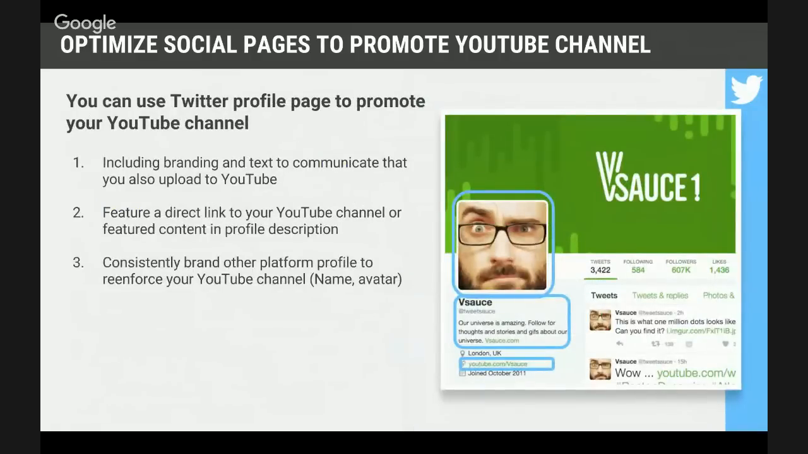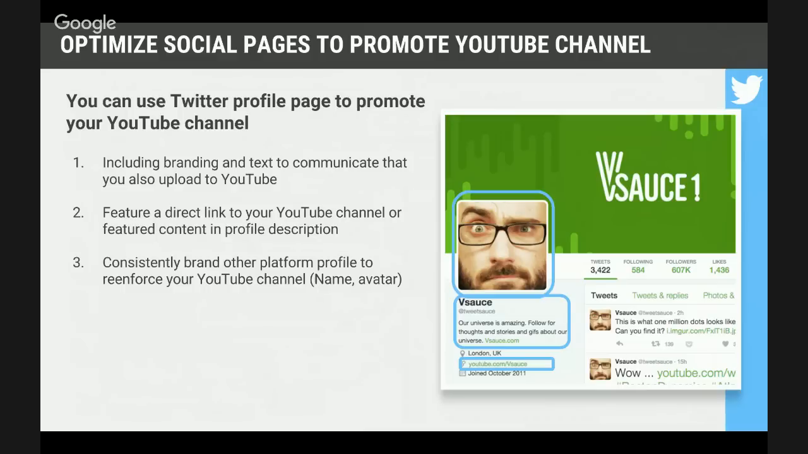Another 2 networks I want to talk about. So number 1, Twitter. Including branding and text behind your profile picture. Include branding and text to communicate that you also upload on YouTube. Many times people that get into your Twitter profile don't know immediately that you are a YouTuber as well. So every now and then, have some pictures about you filming, have some teaser of you filming. If you have those videos, you can really tweet about the fact that you are a YouTube creator, about your last video or the video that you're planning to do.